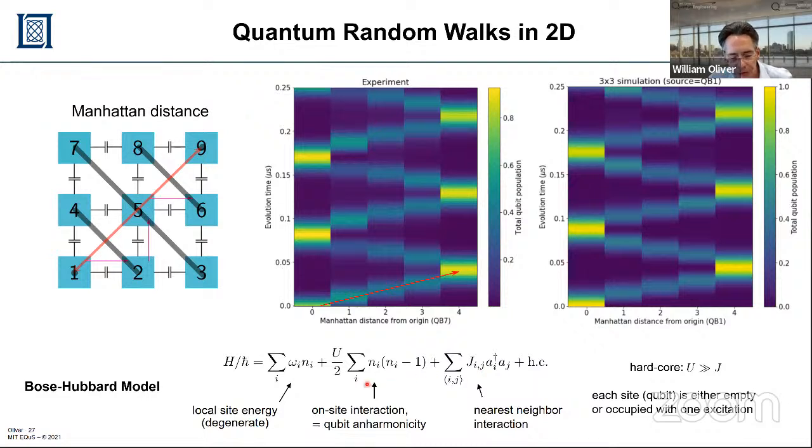And then the third is that there's an on-site interaction related to the anharmonicity. And that's basically, in the Bose-Hubbard model, that's called U. We're in the limit where U is much larger than the interaction strength J, and that's called the hardcore limit. It's a strongly interacting limit. Okay, so each qubit is either empty or occupied with 1 excitation.